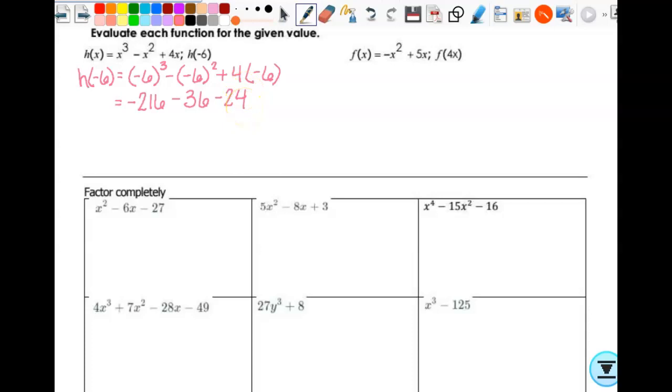Okay? So I combine all those. I think I'm going to combine these two first. So I get negative 216. It's going to be 50, 60 minus 60. So that means that h of negative 6 is equal to negative 276.